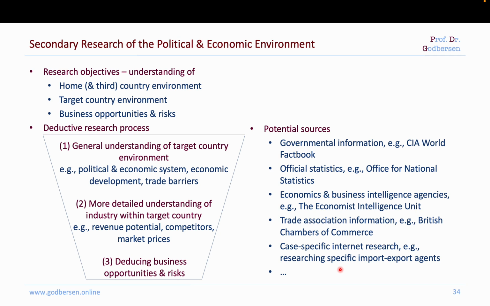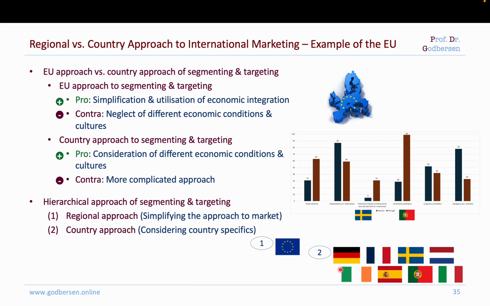Now, I've mentioned regions and countries. So should you look at regions in the world or should you look at countries? The answer is, it depends. And I would like to elucidate on this using the example of the European Union. When making business in the European Union, should we have an overall European Union approach, or should we have a country approach, targeting Germany, the Netherlands, Bulgaria, Greece, and whatever country is in the EU? How should we go in?